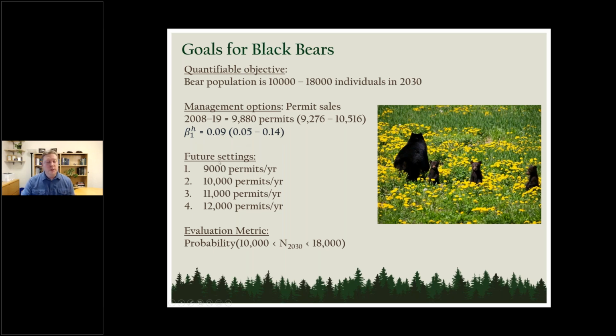So the next question was, if we want to predict going into the future, what are our permit sales going to be? We can maintain the status quo at 10,000. We could decrease harvest rates by reducing permit sales to about 9,000, or increase to 11 or 12,000, with the metrics that the state agency wanted to investigate. And we could then finally quantify our evaluation metric as the probability that the abundance in 2030 is between our lower and upper bounds.